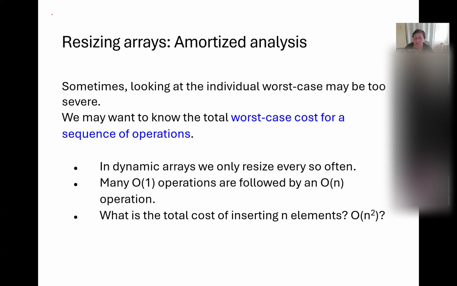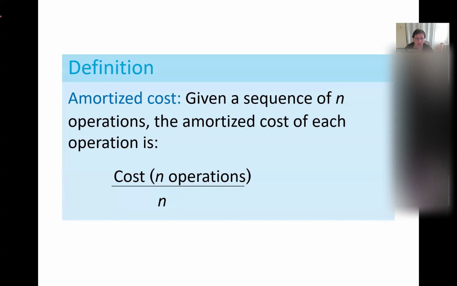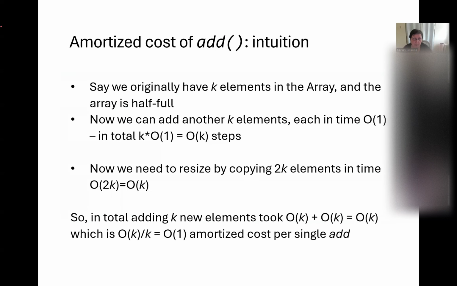So what is the total cost of inserting n elements? The total cost of inserting not one element but n elements, per operation, is called the amortized cost. We count the total cost for n operations, and we divide it by n. This is the definition of amortized cost. Given n operations, the amortized cost of each operation, basically the average cost per operation, is the cost of n operations together divided by the number of operations. Okay, so intuitively, that amortized cost should still be O(1).